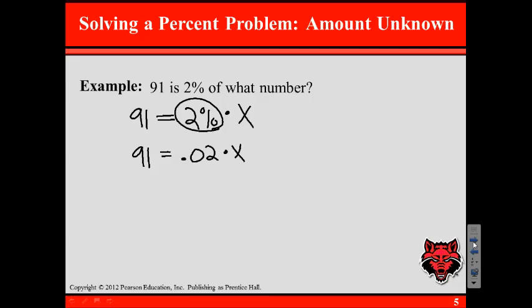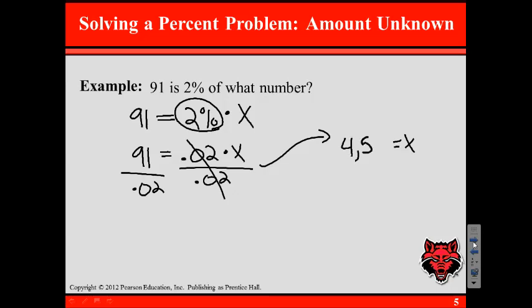To solve for x, we divide both sides by 0.02. When we do, the 0.02's cancel on the right-hand side, and we have x equals, to find the value we're looking for, we take 91 and divide by 0.02. And that will give us 4,550.